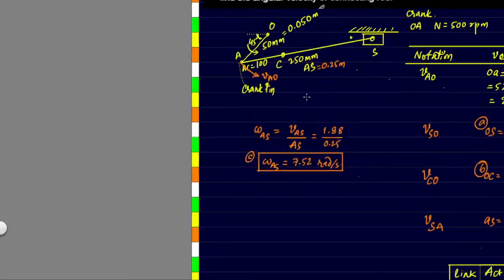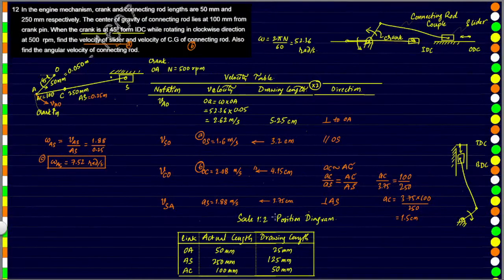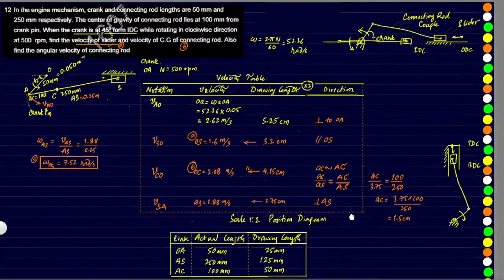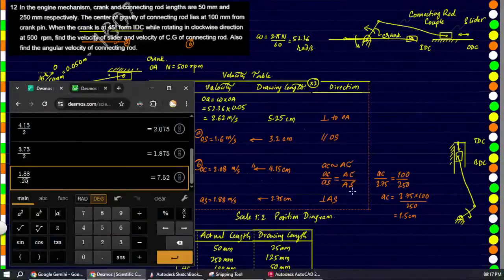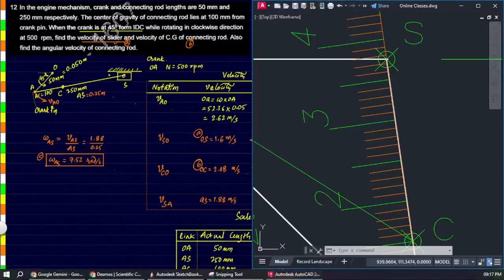So you can see we have solved the full problem. Let's enclose this velocity table neatly here. So this is how we need to solve the problem. First, we need to draw the position diagram for getting the correct directions. And once we have got the correct directions, which you can see over here on the sheet.